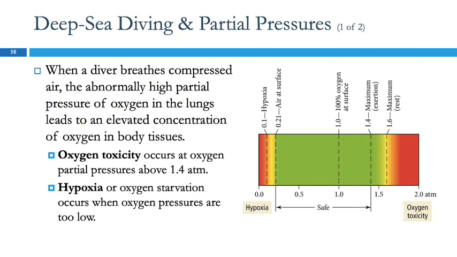So at the beginning of the chapter, we talked a little bit about diving. If a diver's breathing compressed air, then you'll get an abnormally high partial pressure of oxygen in the lungs, because the air is pressurized, and the partial pressure of oxygen depends on the total pressure.